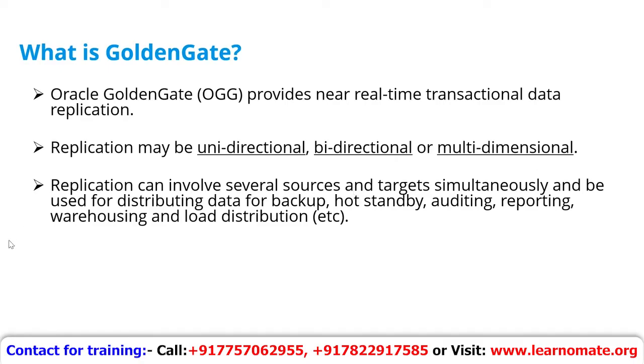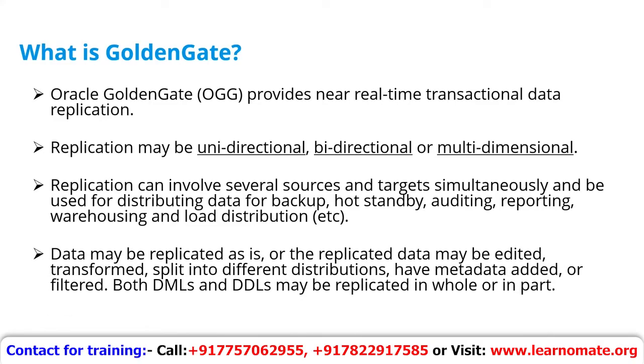So you can choose the replicated database for backup purpose or hot standby or auditing, reporting, warehousing, load distribution. A lot of organizations replicate the data using GoldenGate on the target database, and then they use that database for reporting purpose or running queries, etc. Now with GoldenGate, data can be replicated as is, or replicated data may be edited, transformed, split into different distributions, have metadata added or filtered.